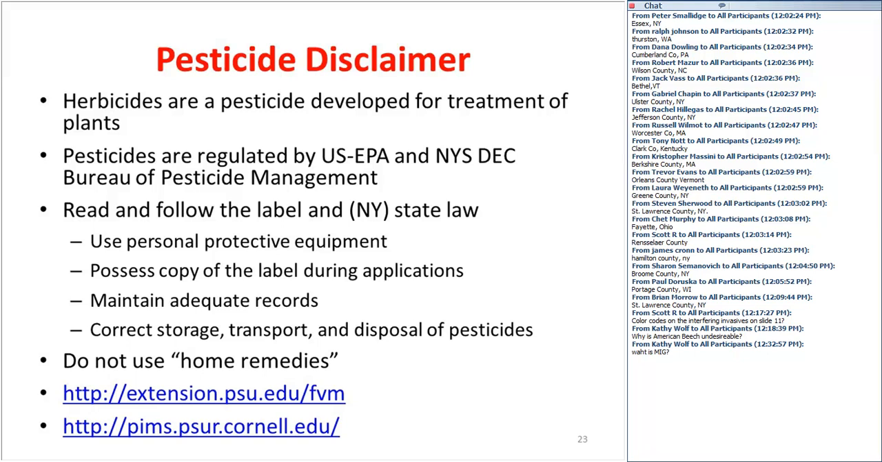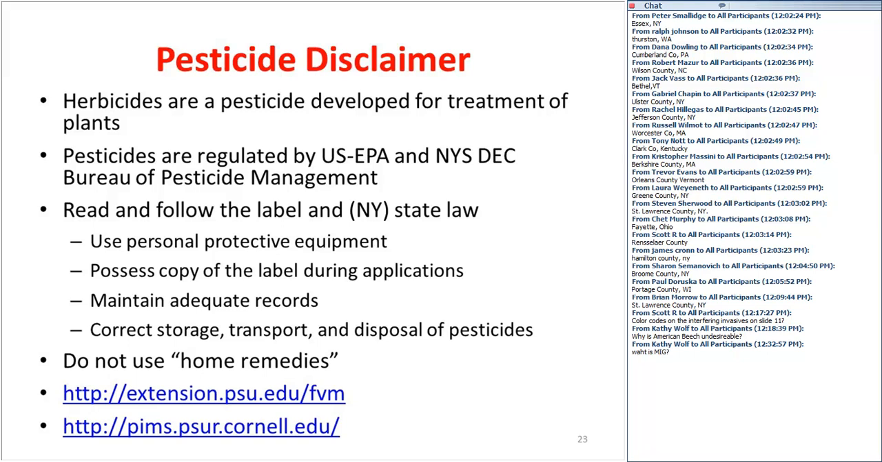Cornell, on behalf of the New York State DEC, has what we call our PIMS site, and every state has this. It's where you can go to look at a label. In New York, this is the site you would go if you want to purchase Weed Be Gone, or Rodeo, or Garlon 4. You can go look at a label online before you make that purchase.